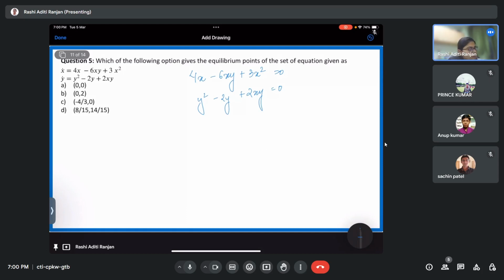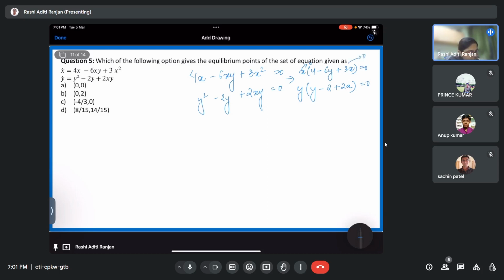So in the first equation, what can I do? I can take x as common. In the second equation, I can take y as common, so it can become 4 minus 6y plus 3x is equal to 0. And here I'll take y common. So you'll see that for the first equation, we can have two options: either this thing is 0 or this thing is 0.